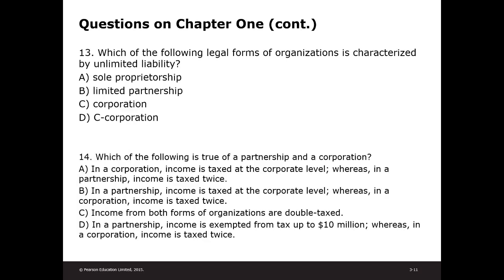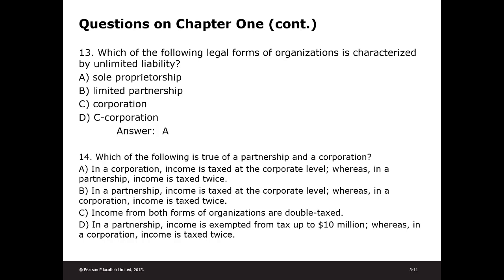Okay. Which of the following legal forms of organizations is characterized by limited liability? Sole proprietorship, limited partnership, corporation, or C corporation. Of course, as we said before, unlimited liability is a characteristic of sole proprietorship. So the answer will be A.